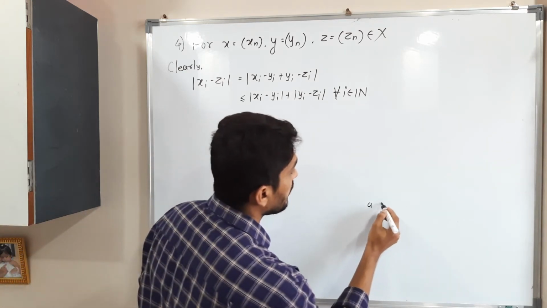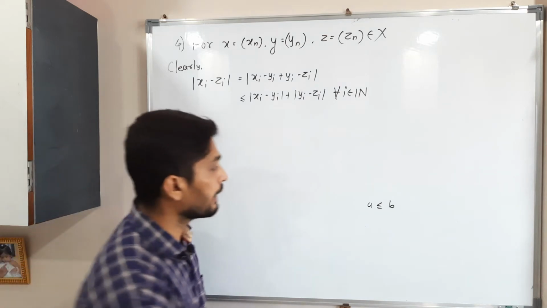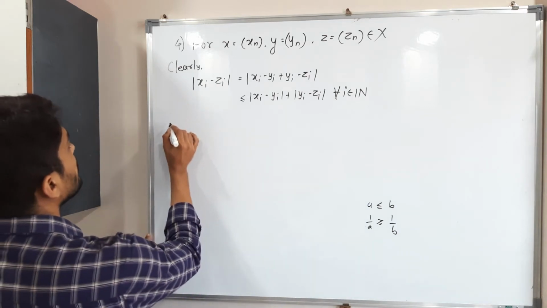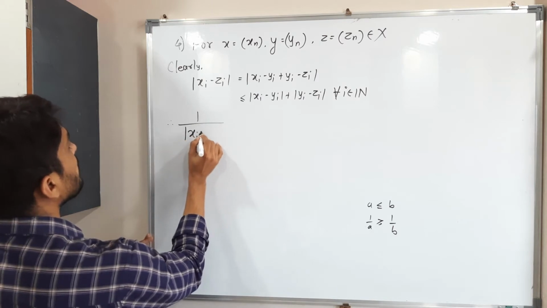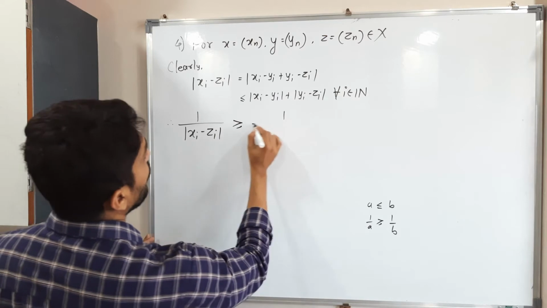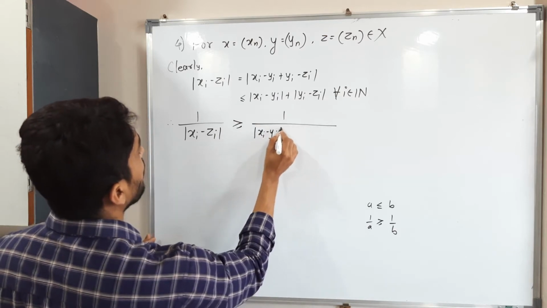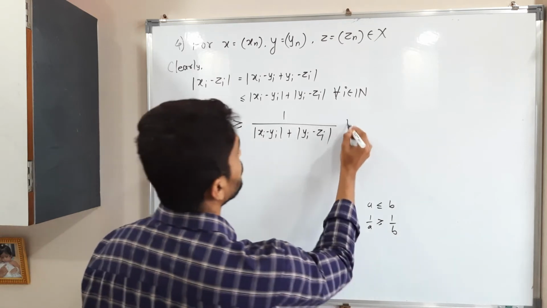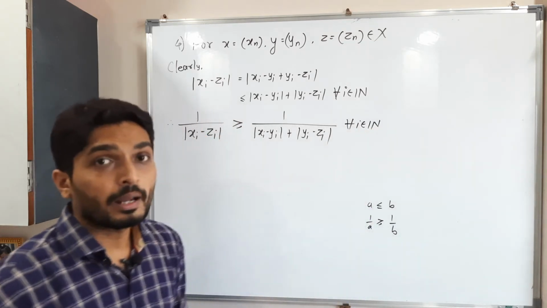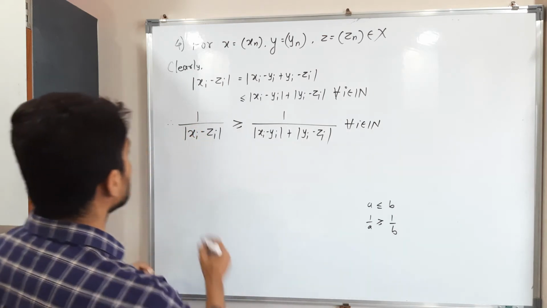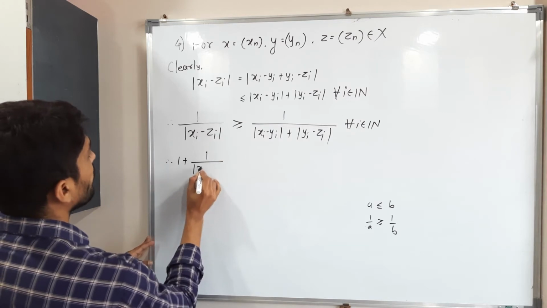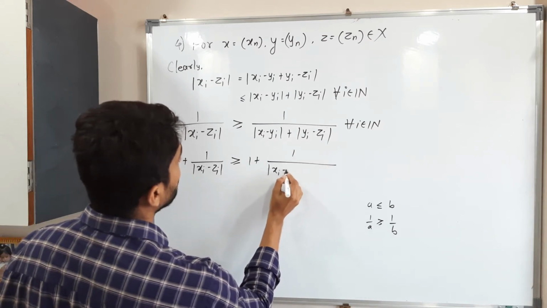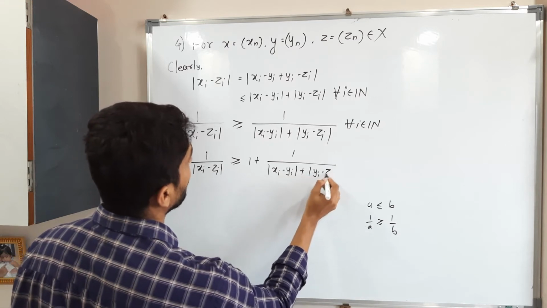Do you know one thing? If a is less than or equal to b, and if you take their reciprocals, what will happen? 1 by a will be greater than or equal to 1 by b. So if I take the reciprocal of both sides, we will have 1 upon |xi − zi| greater than or equal to 1 upon (|xi − yi| + |yi − zi|). The inequality gets changed, and this is true for all i belonging to the set of natural numbers. Now I'm going to add 1 on both sides. Therefore 1 + 1 upon |xi − zi| is greater than or equal to 1 + 1 upon (|xi − yi| + |yi − zi|).